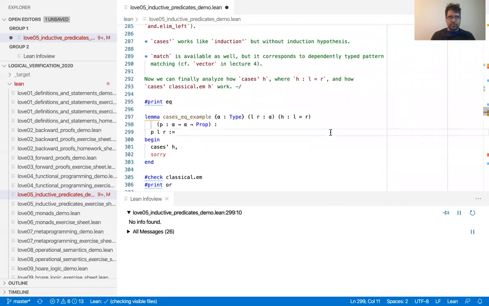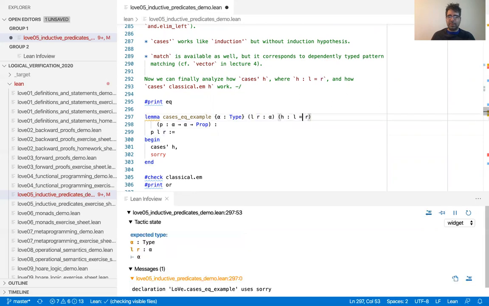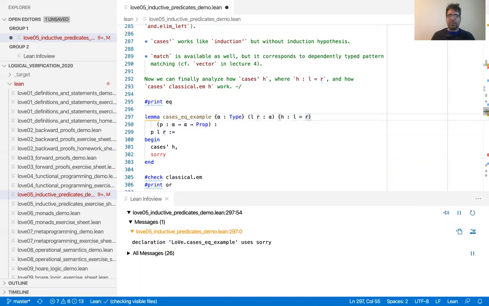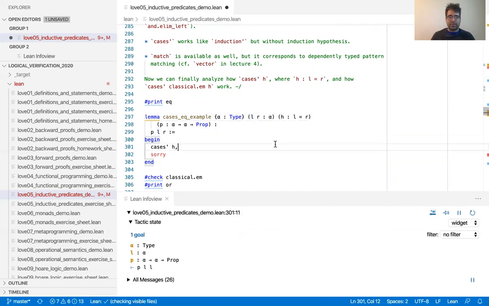So here's an equality. This is a nice little example because you often have a hypothesis that's an equality, and you're like, okay, I'd like to get rid of that equality. I would like to replace all occurrences of R by L once and for all using the equality. And this is exactly what cases or cases prime offers, and it even removes the hypothesis H, which we don't need anymore, and also the symbol R.